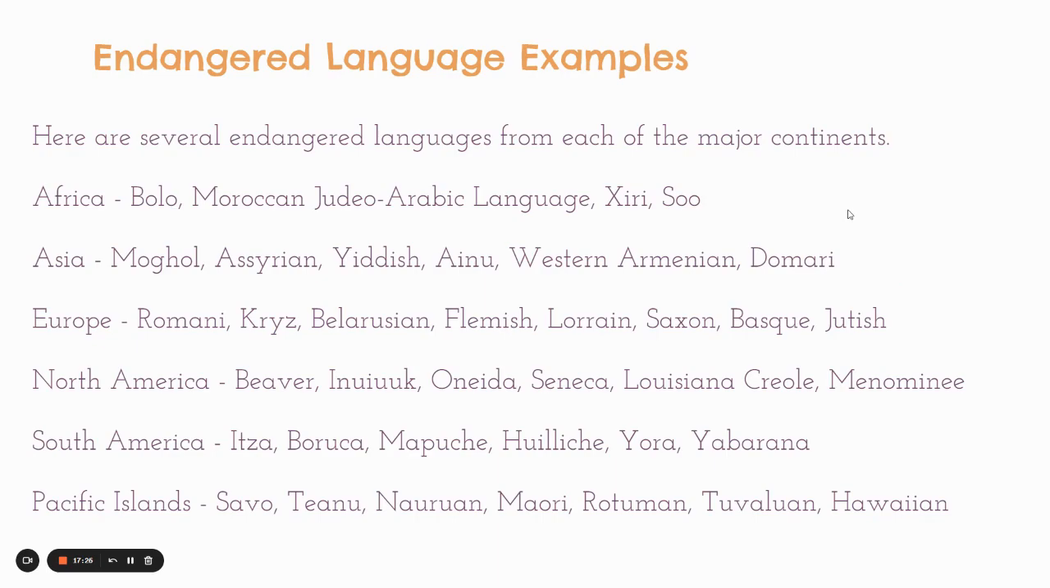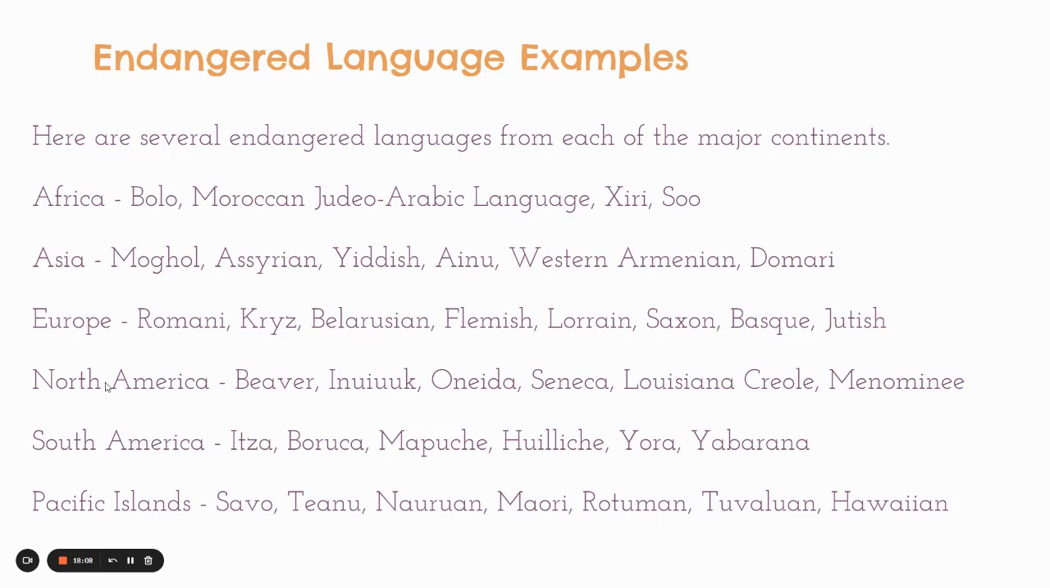There are so many endangered languages on all the continents, but just to give a few so you can see what I'm talking about. In Africa, the Bolo language, Moroccan Judeo-Arabic language, Ziri and Sioux are some examples of languages that are endangered or close to extinction. In Asia, the Mughal, Assyrian, Yiddish, Ainu, Western Armenian, and Damari languages are endangered. In Europe, Romani, Crees, Belarusian, Flemish, Lorraine, Saxon, Basque, and Judish are some examples of languages that are becoming closer to being extinct.